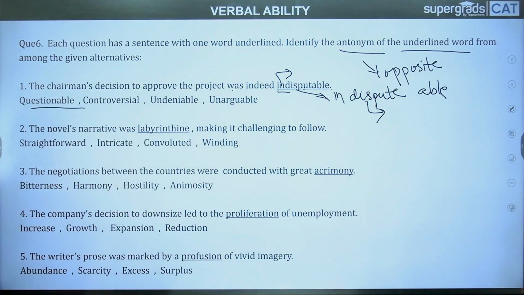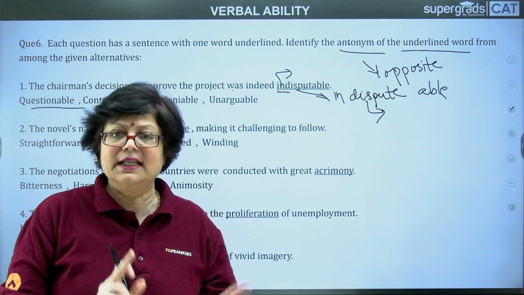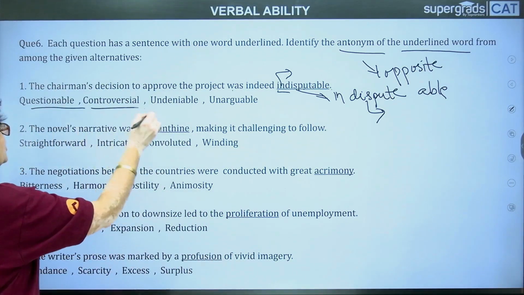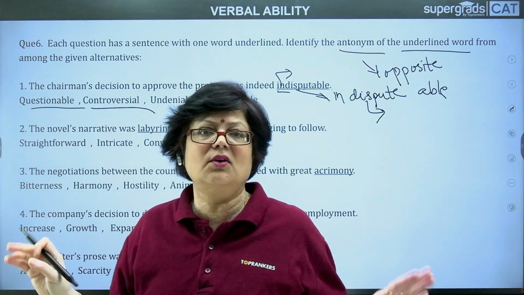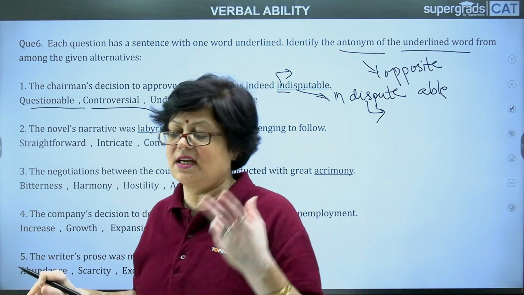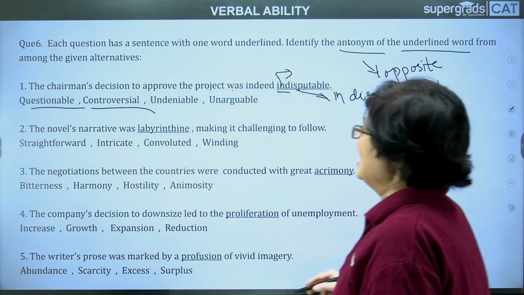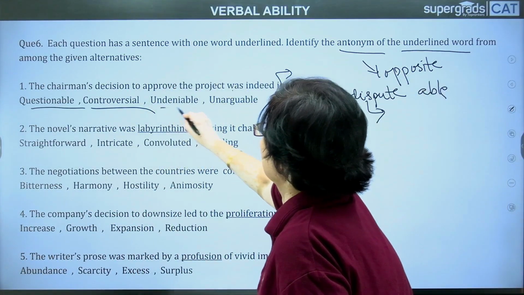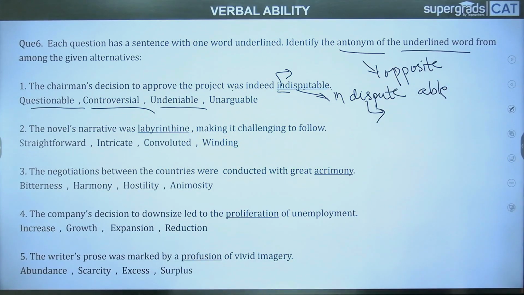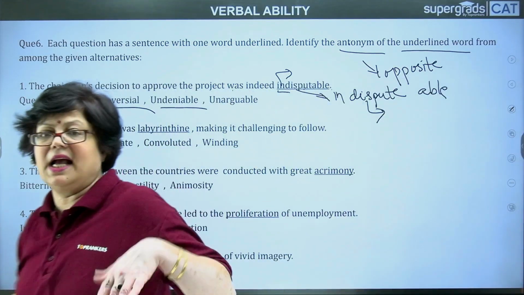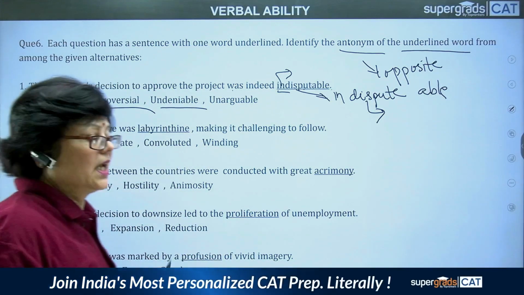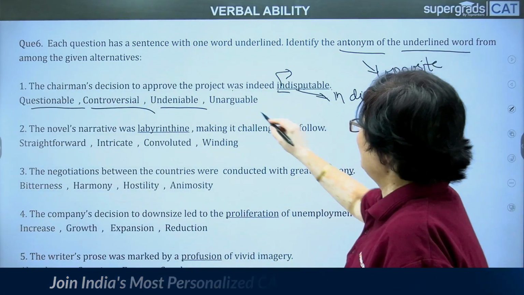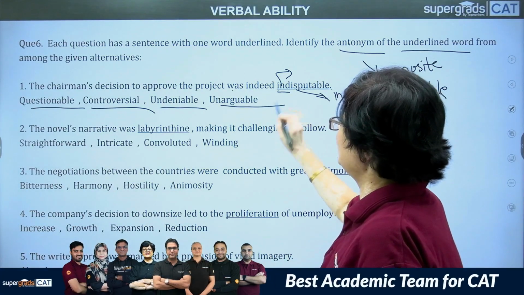Questionable. Questionable means it is a doubtful condition. Controversial. It is full of controversy. Controversy means the pros and the cons are not clear. That is a controversial statement or a controversial decision. Undeniable, that which cannot be denied. Undeniable means that which cannot be negated. To deny is to negate. Unarguable, which cannot be argued.